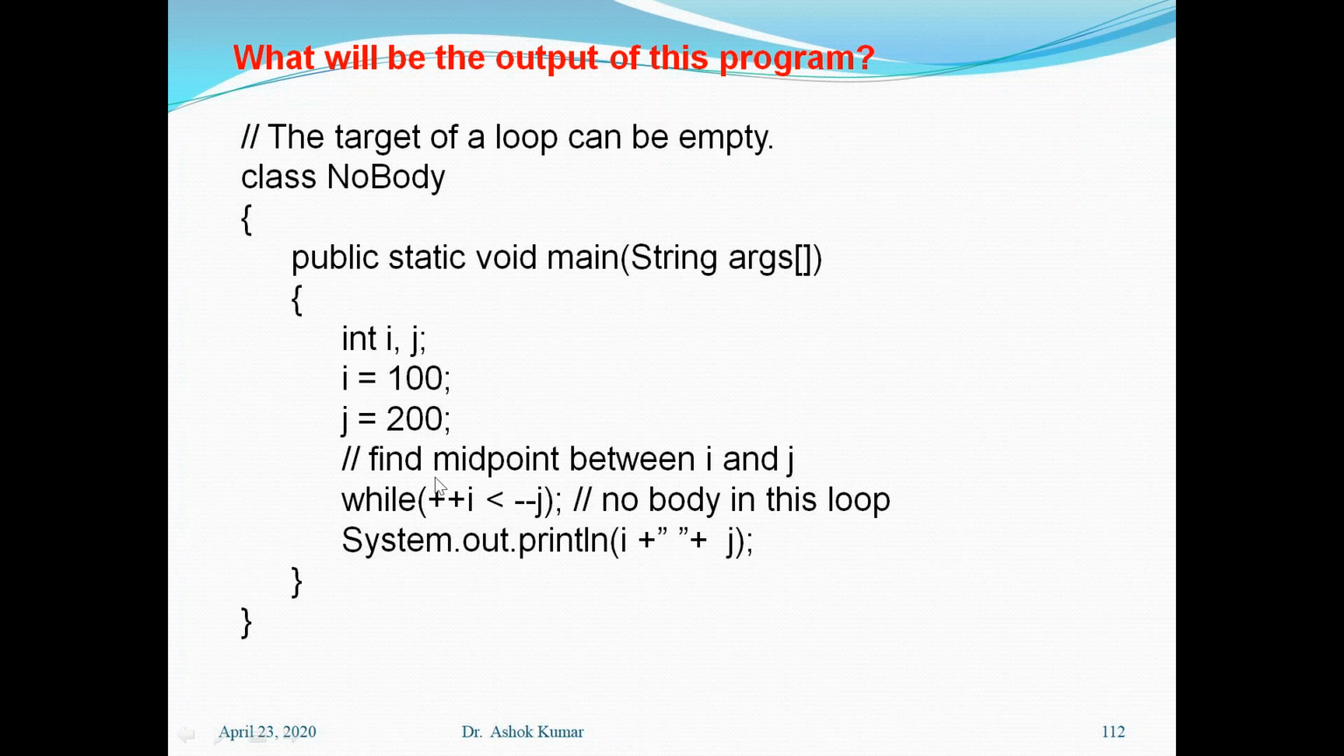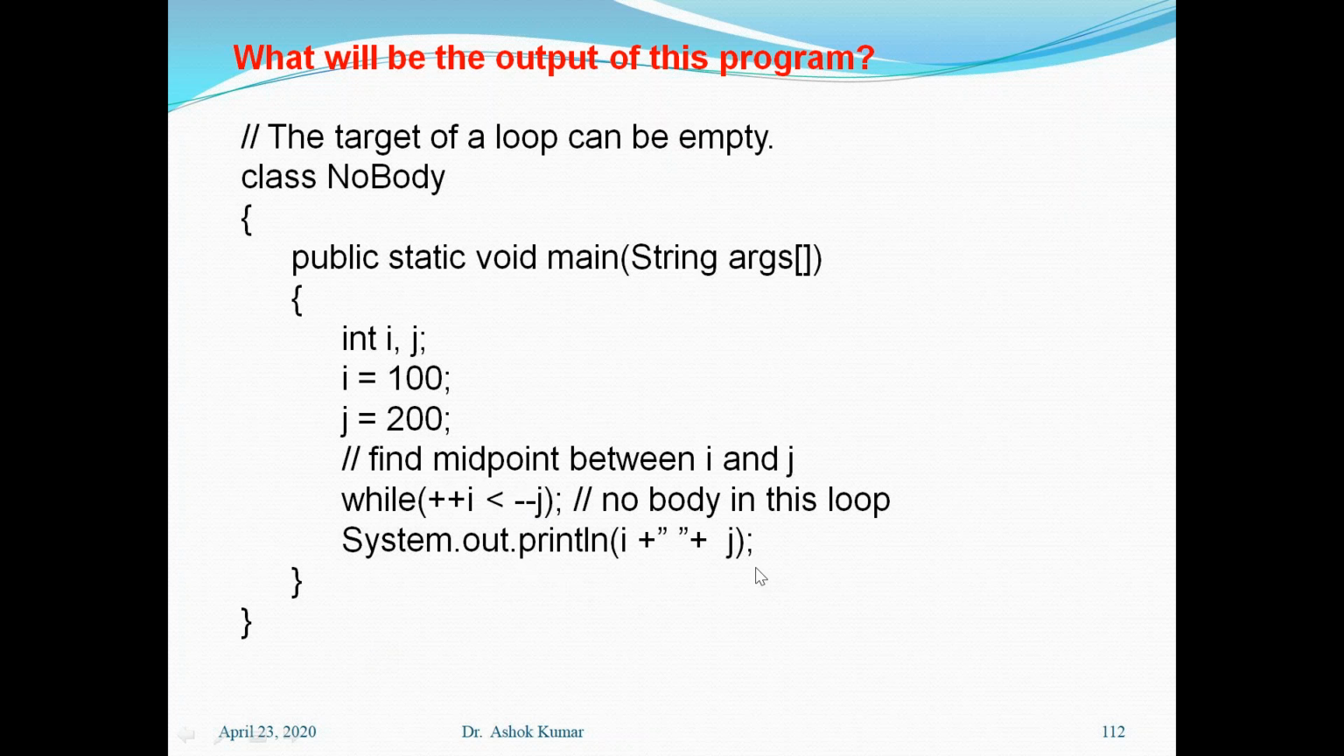So control will again evaluate this condition. In the next iteration, the value of i will become 102 and this will change to 198, and it will repeat nothing for this because the condition is true. So this condition will keep on evaluating, and at one step the value of i will become greater than the value of j. So when i becomes greater than the value of j, control will come out of this loop.